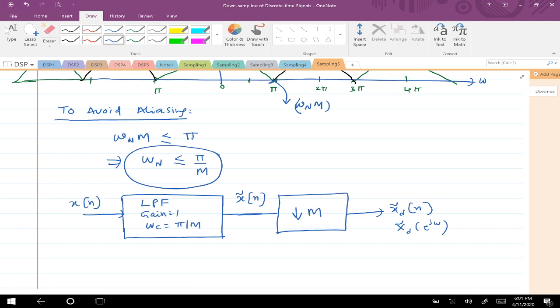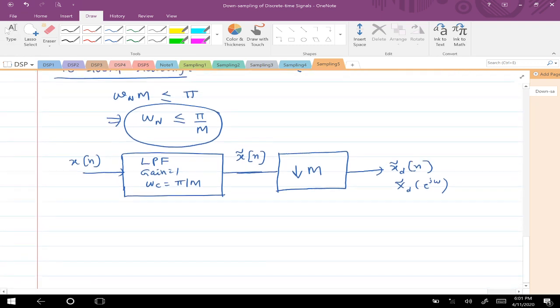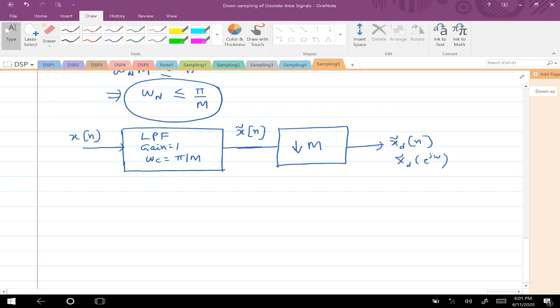That's what we do. You make sure that your maximum omega n is at most pi by m, depending on at what rate you want to downsample x of n. Let me now give you an exercise which you should be able to do based on the above discussion.